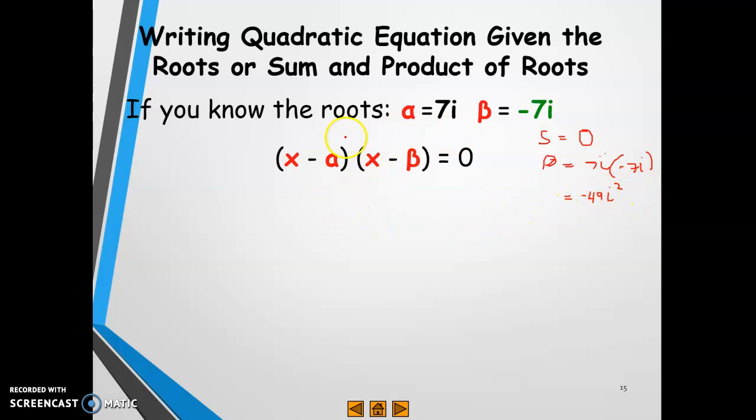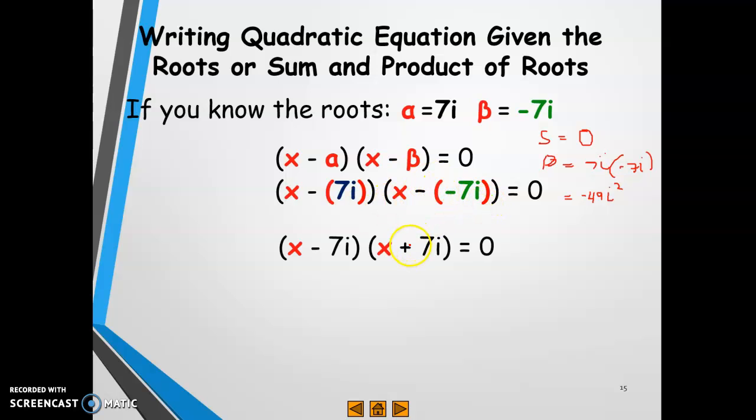Okay, so now we replace the values, which is this one, x minus 7i. The other one is x minus the -7i. So the other one becomes plus 7i, and then just copy the first one. Then we do the FOIL method.